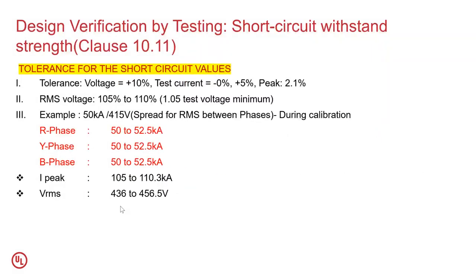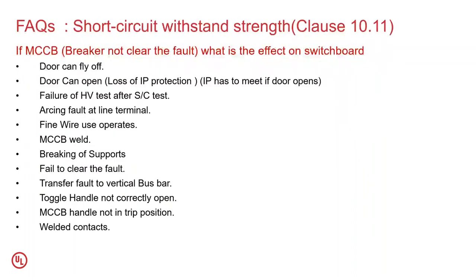There are tolerances, just for reference only, don't get more confused on this. We are allowed a tolerance of plus 10% on the voltage, and the current spread is very, very important. Current is minus 0%. You are not allowed to go to an average current of minus. There is no minus tolerance. Only the plus side is the tolerance, and peak 2.1% is the tolerance. Again, plus side. These are the only tolerances during short circuit values. Don't get confused here, because this is for the test lab, to know these tolerances during the prospective test which they perform before the main test.